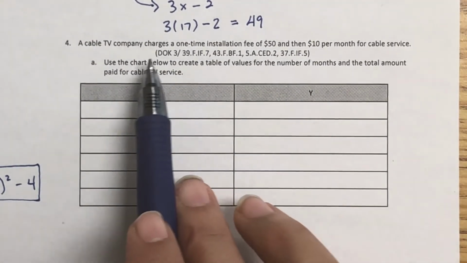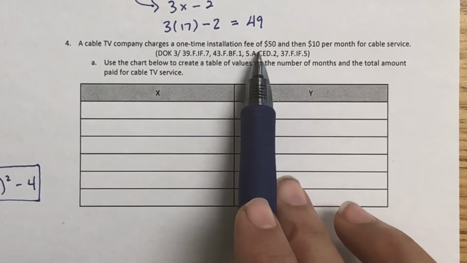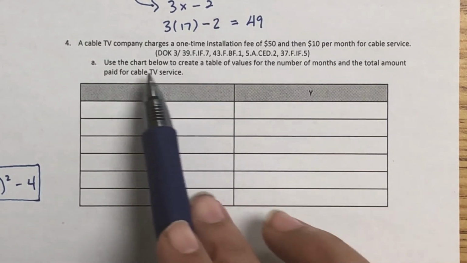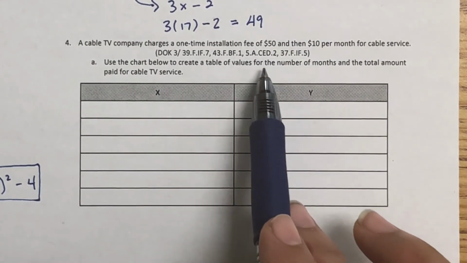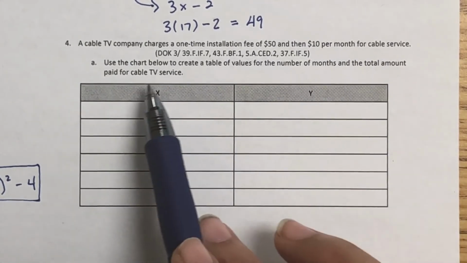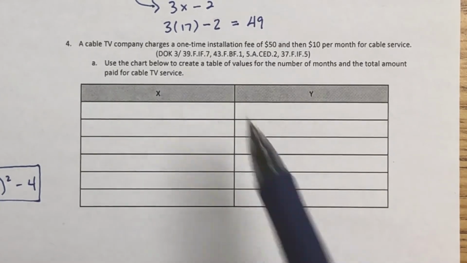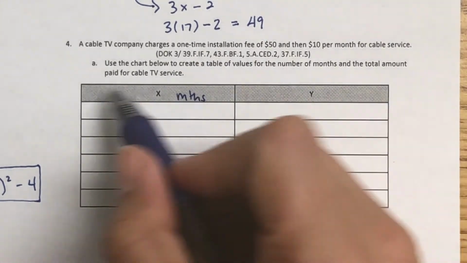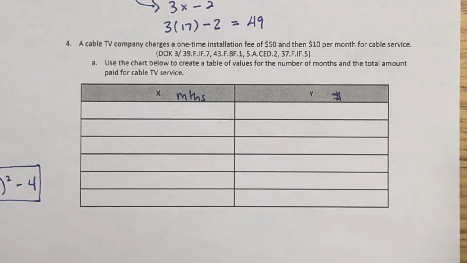Number 4, a cable TV company charges a one-time installation fee of $50 and then $10 a month for cable service. Use the chart below to create a table of values of the number of months and the total amount paid for TV service. All right, so let this be the number of months. All right, and the total paid, and this is the amount paid.